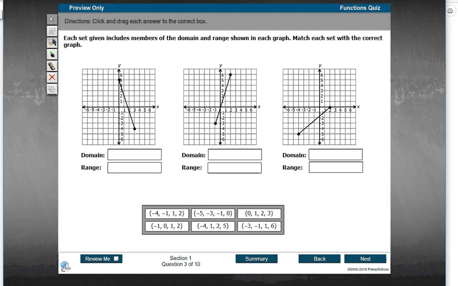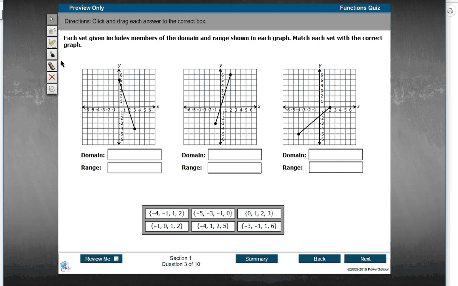All right, so this is the one that got the most questions, and personally I thought it was one of the easier ones, but I can understand why people get caught up on it, mainly because it has two sentences, and I guess people that take Math 8 can't read more than two sentences. Let's read the directions: click and drag each answer to the correct box. So we're going to drag and drop. This is one of the TEI ones, meaning if you make one mistake, it's completely wrong, just like real life. Each set given includes members of the domain and range shown in each graph. Match each set with the correct graph.